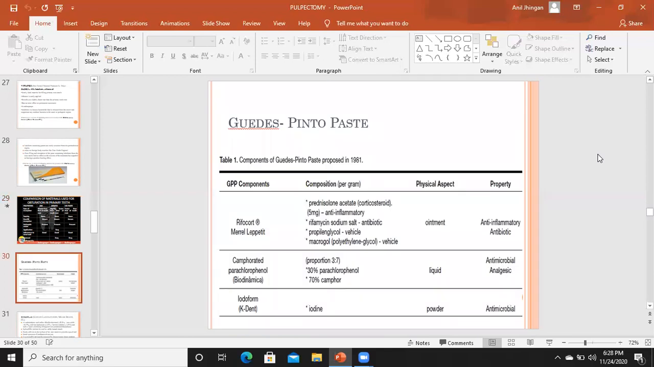Now, the Guedes-Pinto paste contains Rifocort, which is a corticosteroid, along with camphorated parachlorophenol and iodoform. Now, this was the first material which had steroids in it, and because it had an anti-inflammatory effect along with an antiseptic effect, it reduced the amount of inflammation in the area and promoted healing.